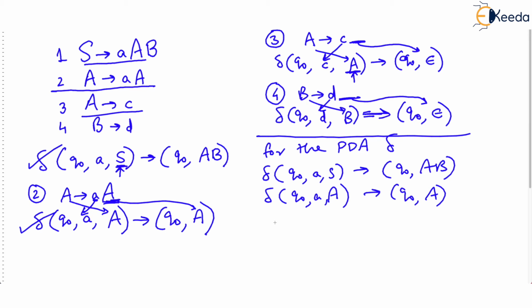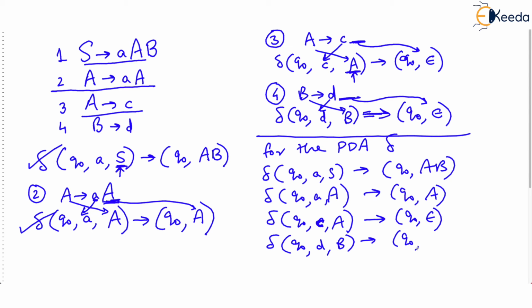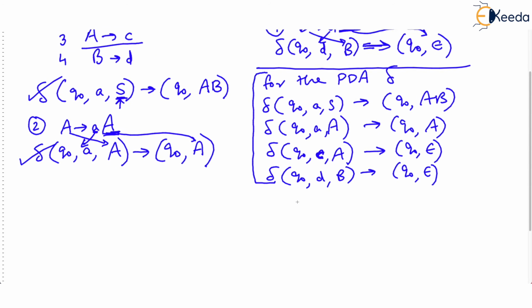Third one, delta(Q0, c, A), small c, A becomes (Q0, epsilon). And fourth one is delta(Q0, d, B) becomes (Q0, epsilon). That's it. Once we have constructed delta, we have constructed the PDA. Oh, what? How come? This is the PDA. What I have written is the PDA. We can only draw it in the form of a picture now.